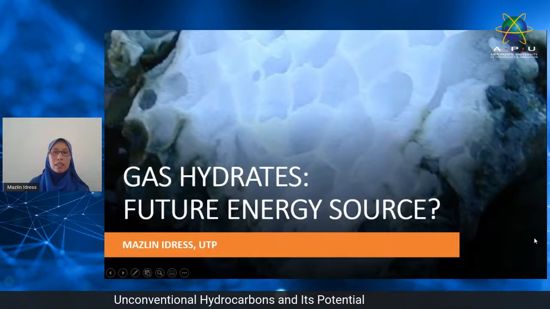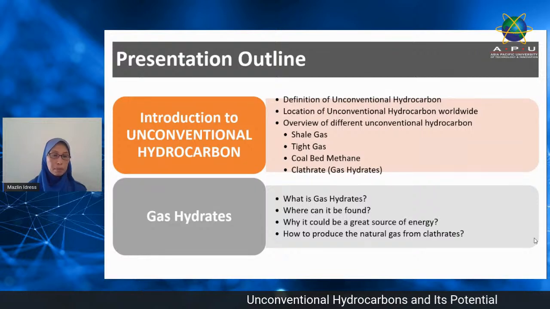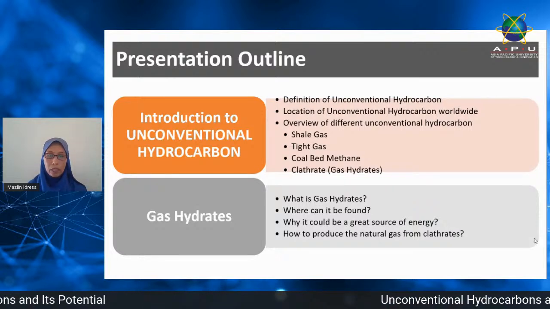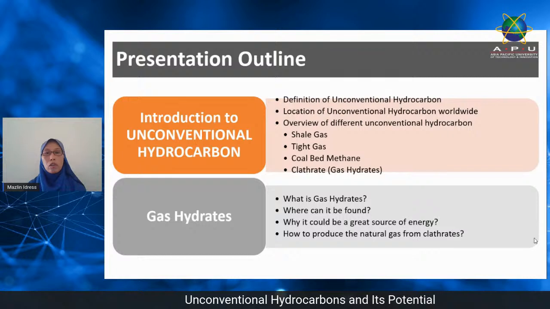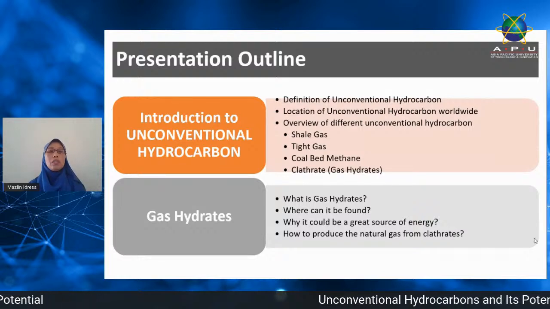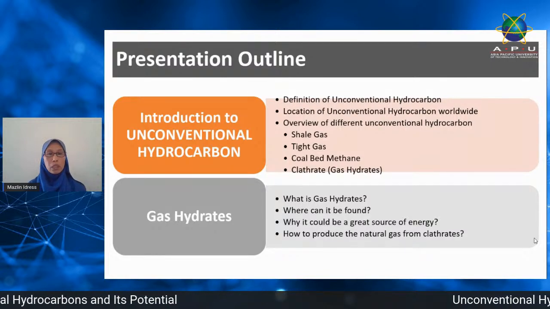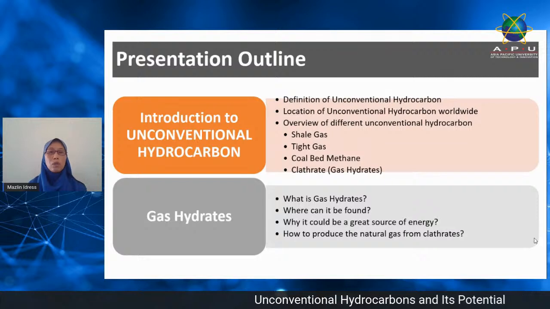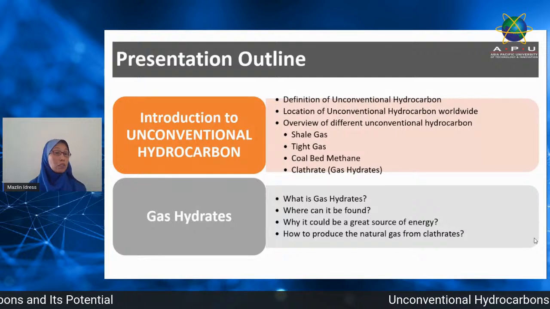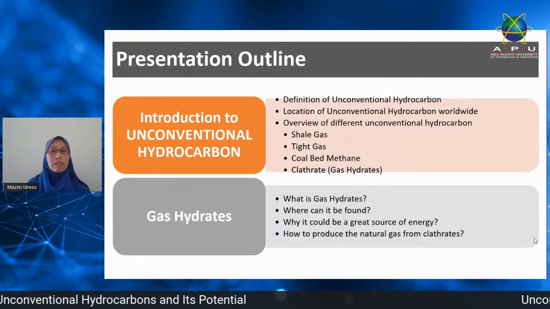This is my presentation outline. I'm going to introduce you to what unconventional hydrocarbon is. We are going to look at the definition of unconventional hydrocarbon, where we can find it worldwide, and an overview of different unconventional hydrocarbons. I'm only going to address four today: shale gas, tight gas, coal bed methane, and class 3 or gas hydrates. Then we are going to go a little deeper on gas hydrates: what gas hydrates are, where we can find them, whether they could be a great source of energy, and how to produce natural gas from class 3s.